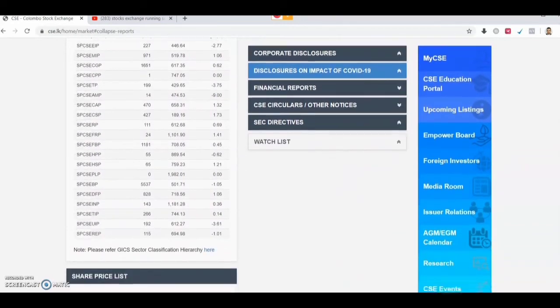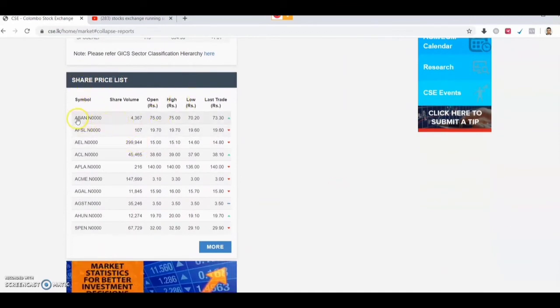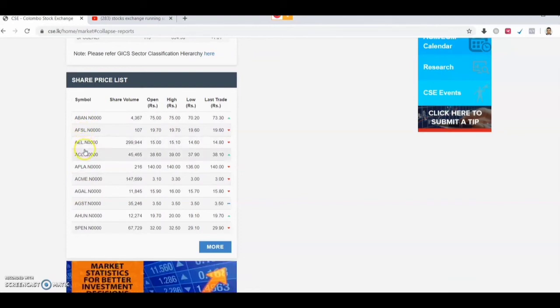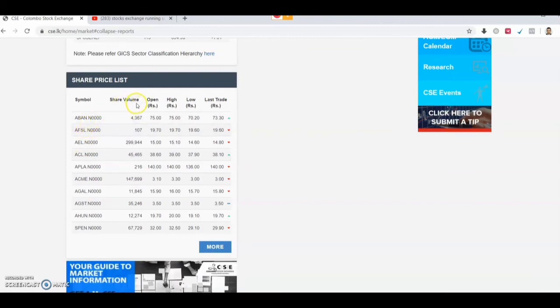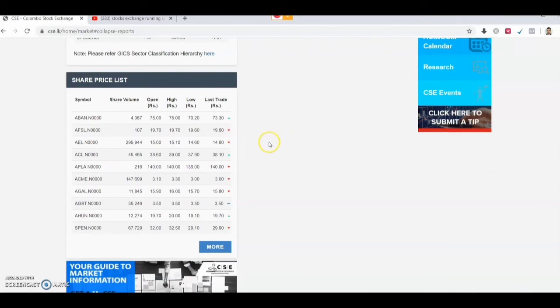Okay, so this is another area, and moving on, you can see the share price list. This is the latest price list, or the details of the last trading day summary. You can see this is the code or symbol of that particular company: Abans, AFSL, Access Engineers. A few I know, and most of them I don't know by code. You can see share volume, open price, high, low, last trade. So this is a summary. You can get the historical data in the categories I showed at the opening of the video. Under that you will have the detailed information about the particular company.